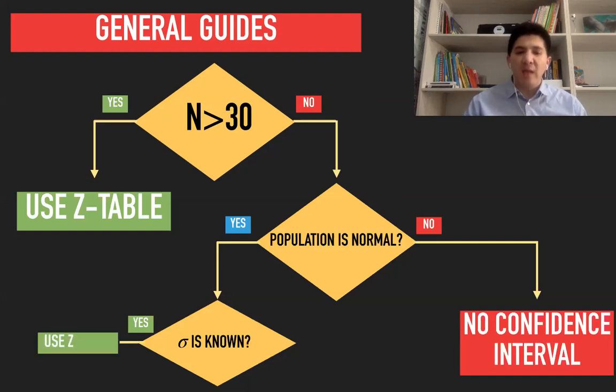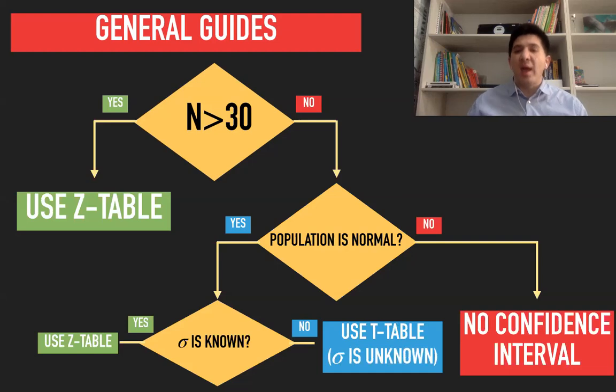Only in the case when the sample size is less than 30, the population has a normal distribution, and you don't know the population's standard deviation, can you use the t-distribution. In this case, you use the sample standard deviation to substitute for the population's standard deviation.